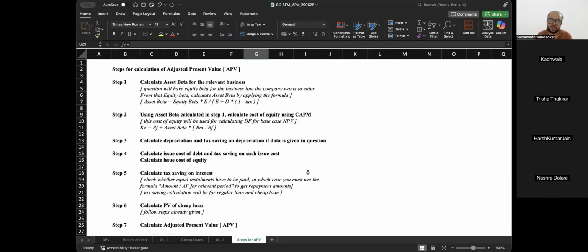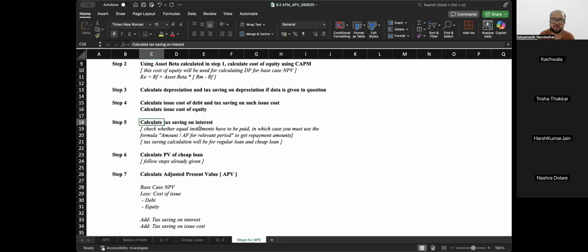Step 3, calculate depreciation and tax saving on depreciation if that data is given to you. Calculate issue cost of debt and tax saving on such issue cost. Calculate issue cost of equity. In all the questions that we have seen, you will notice that on the issue cost of debt there is tax saving, on the issue cost of equity there is no tax saving, but cash flow impact दोनों का आएगा. Then calculate tax saving on interest. Whatever interest payments you have made on the regular loan, on the subsidized loan, on anything, interest निकालो, उसका present value of interest payments calculate करो. Sorry, calculate interest, then calculate tax saving on interest और उसका present value निकालो. Then calculate the present value of cheap loan.